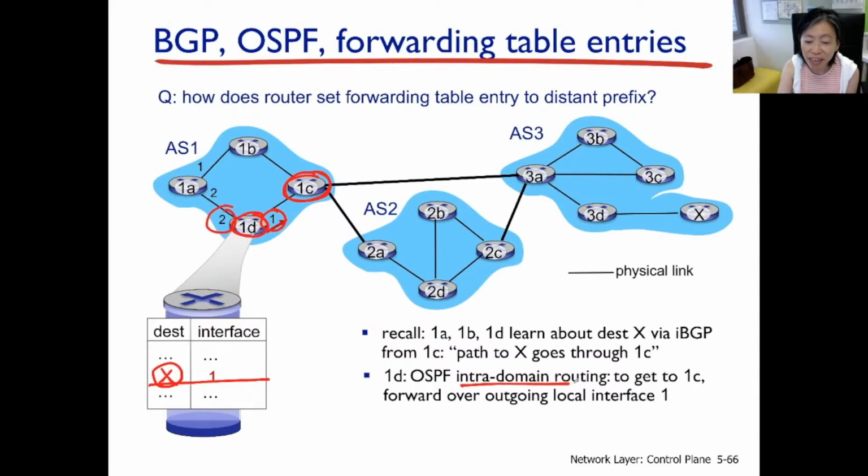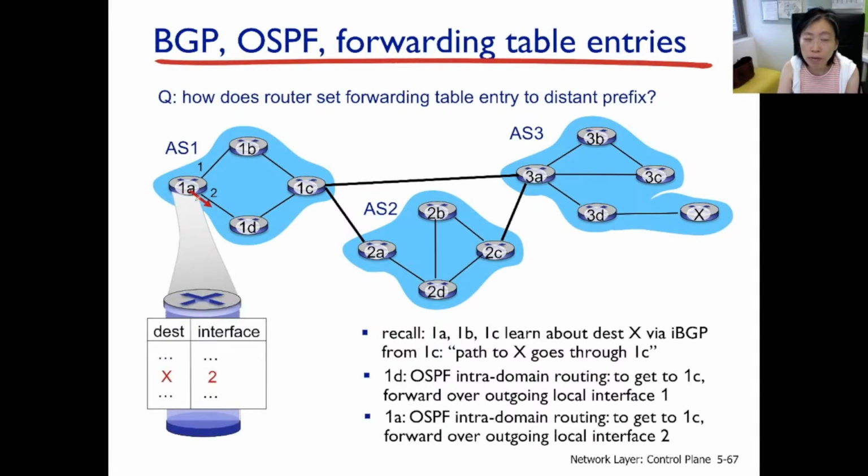Yeah, call the intra-AS routing there. Let's say it's OSPF. So OSPF is going to tell us if the destination is 1C, what is the link along the shortest path to 1C. That happens to be 1, so we will fill this entry here, interface column being 1.